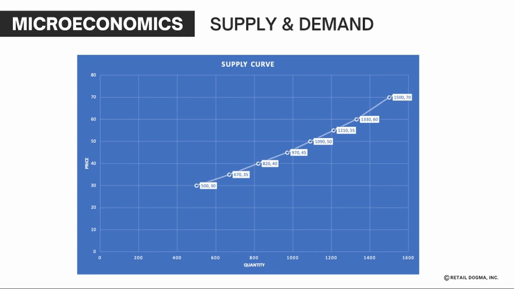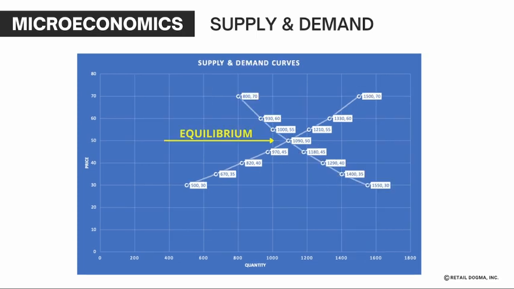As we combine the supply curve and demand curve, we find that they intersect at a certain point. This is called equilibrium. The coordinates of this point represent the equilibrium price and equilibrium quantity. Simply put, at this point, the consumers and suppliers agree. This is where the quantity supplied by the supplier is equal to the quantity demanded by consumers.